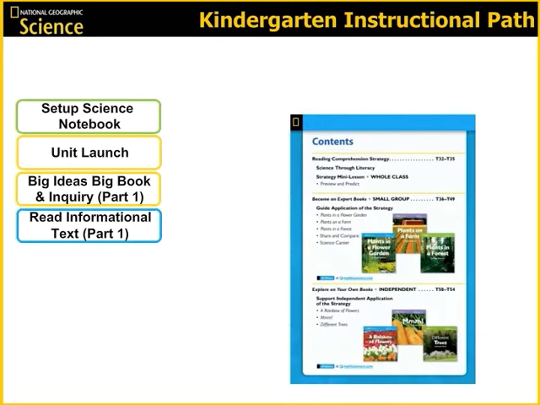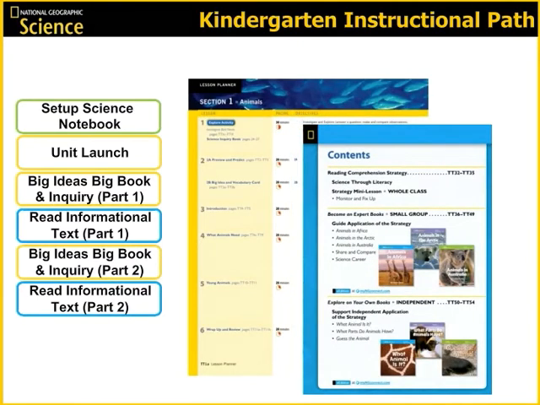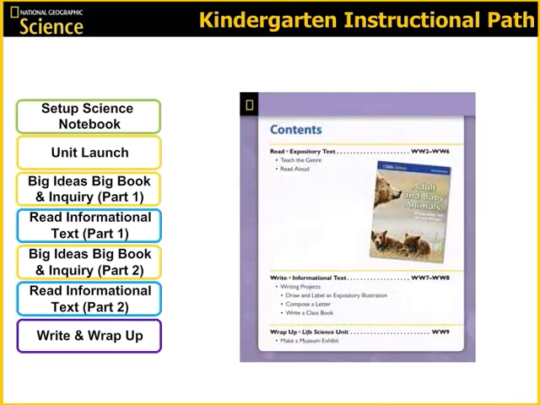Now it's time to read the informational text that corresponds to that part of the unit: Become an Expert and Explore on Your Own books. There are 3 of each. Remember, there are 2 parts per unit, so after reading the informational text for Part 1, follow the same steps, Big Ideas and Inquiry, and read informational text for Part 2. Then it's time to write and wrap up.